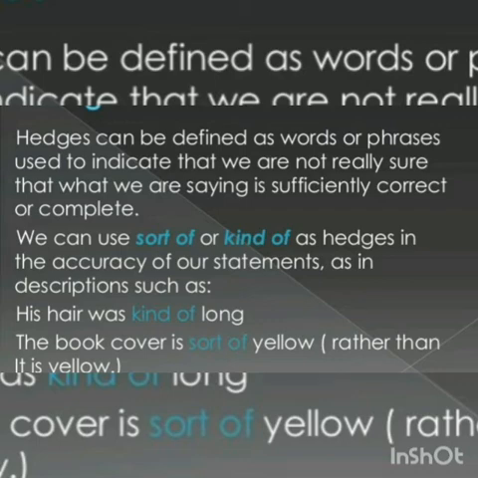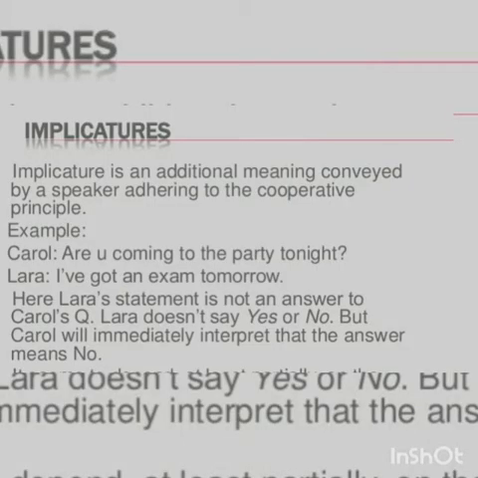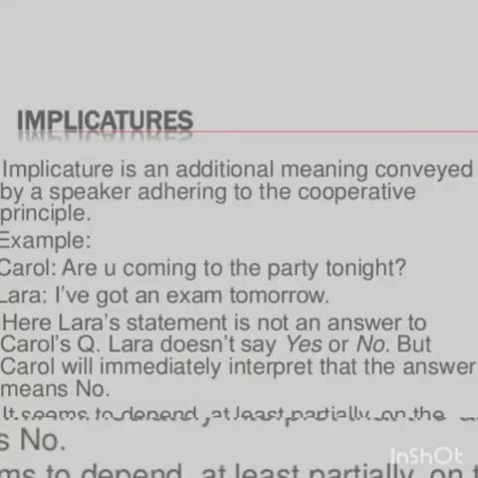Third principle, hedges can be defined as words or phrases used to indicate that we are not really sure that what we are saying is sufficiently correct or complete. We can use sort of or kind of as hints in the accuracy of our statement, as in descriptions such as his hair was kind of long, the book's cover sort of yellow.